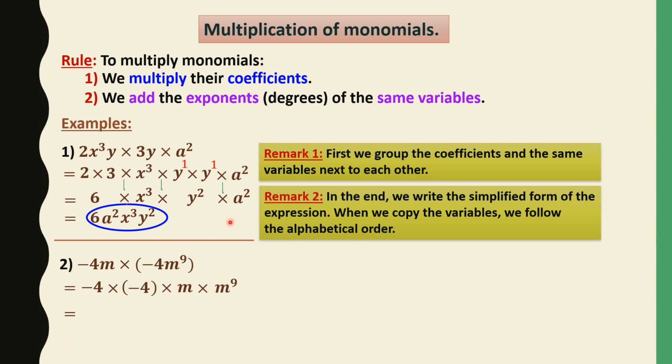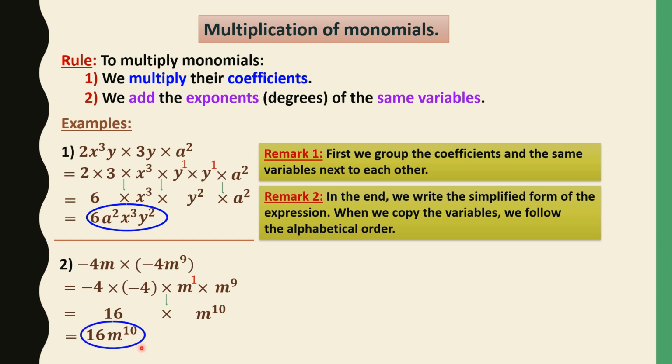Now next step, we multiply the coefficients. Negative 4 times negative 4, minus times minus, it's a plus, and 4 times 4, it's 16. Then the times, we copy it, and m times m exponent 9, m is in fact m exponent 1 times m exponent 9, 2 powers with same base m, we add their exponents, it's m exponent 10. In the end, we write the simplified form of the expression equals 16 m exponent 10. We get rid of the times. And we have this final answer.